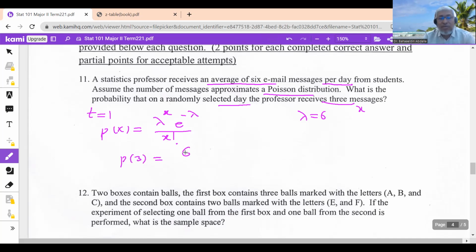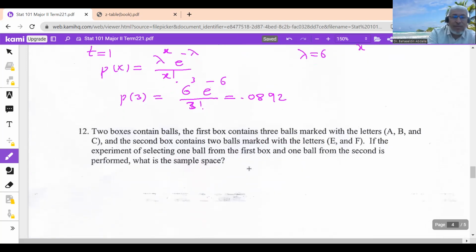Lambda is 6. I raise it to the power x. And then e, which is in the calculator, the number e to the power negative lambda, and lambda is 6, over x, which is 3 factorial, and 3 factorial is also in the calculator. If you use the calculator and evaluate this, you will find that the answer is 0.0892 if you choose 4 decimals. Okay, that's the correct answer.